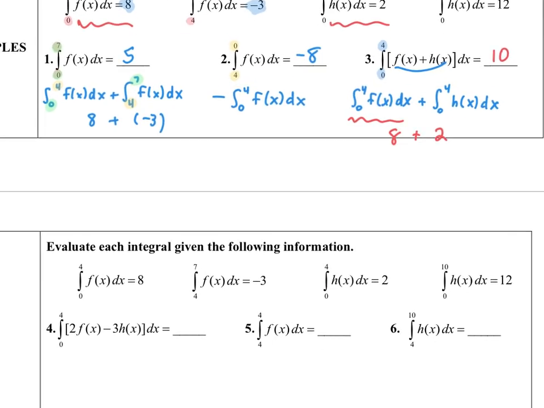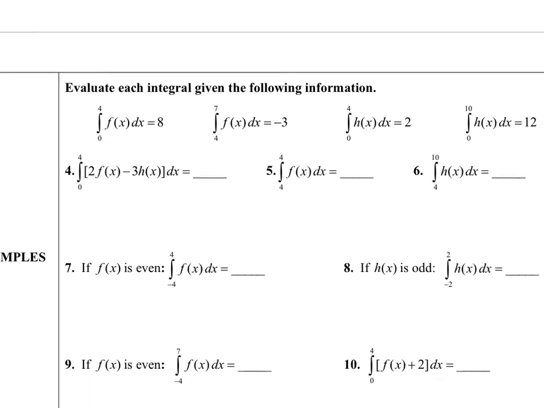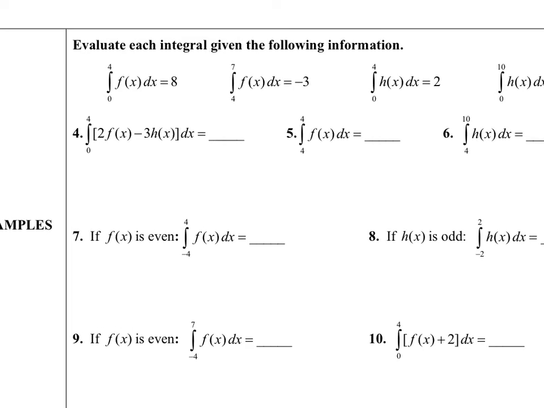Question number 4 is asking me to evaluate the integral from 0 to 4 of 2f of x minus 3h of x dx. I'm going to use the sum and difference property number 4 to first of all split this into two separate integrals. Using property number 5 next allows me to pull the 2 and the 3 constants to the outside of the integrals.